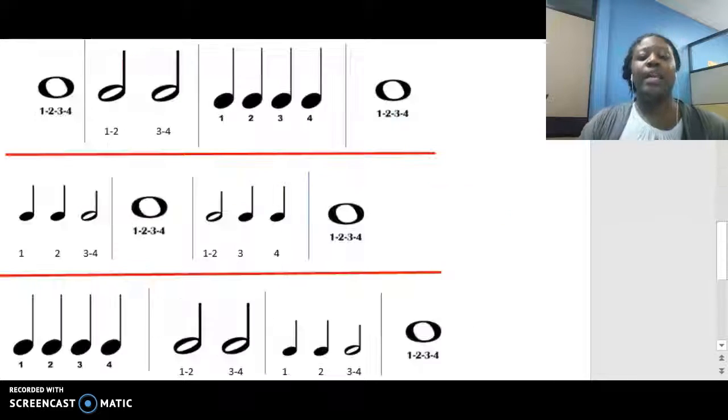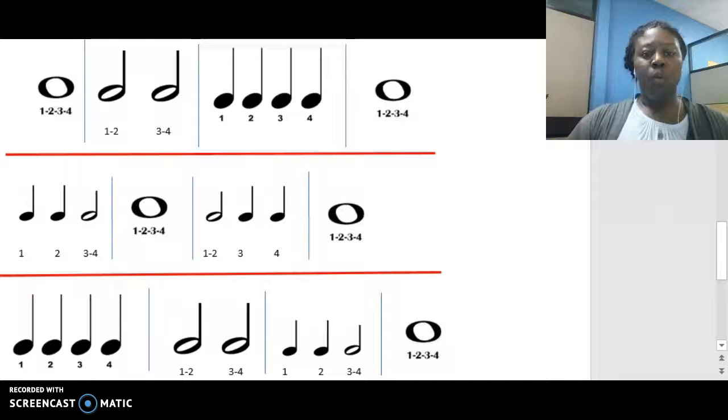Now what we're doing is we're taking those 3 rhythms, those 3 types of rhythm values, I should say, and we are combining them. We're mixing them up to create rhythm patterns. So what you see on the screen is a mix up of whole notes, half notes, and quarter notes. If you just look at the top line up here, you see the first measure is just a whole note. The second measure has 2 half notes. The third measure has 4 quarter notes, and the fourth measure has a whole note.